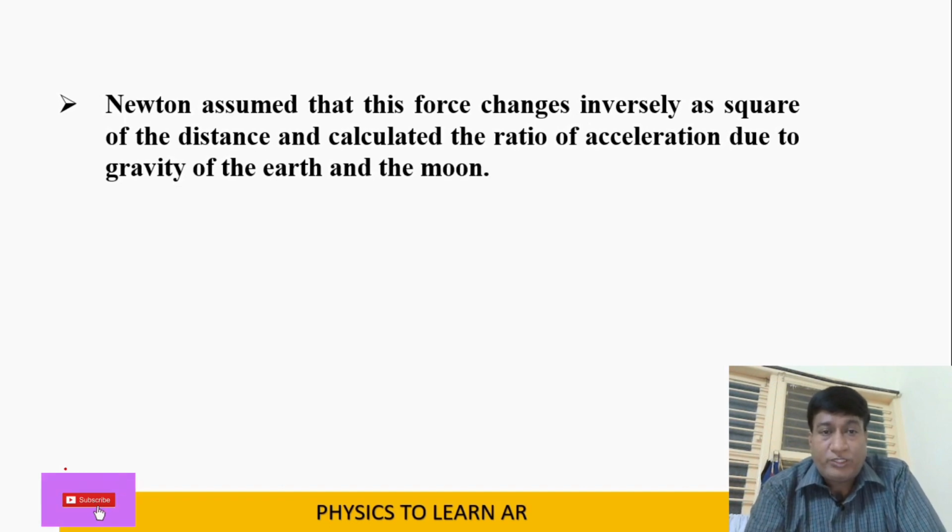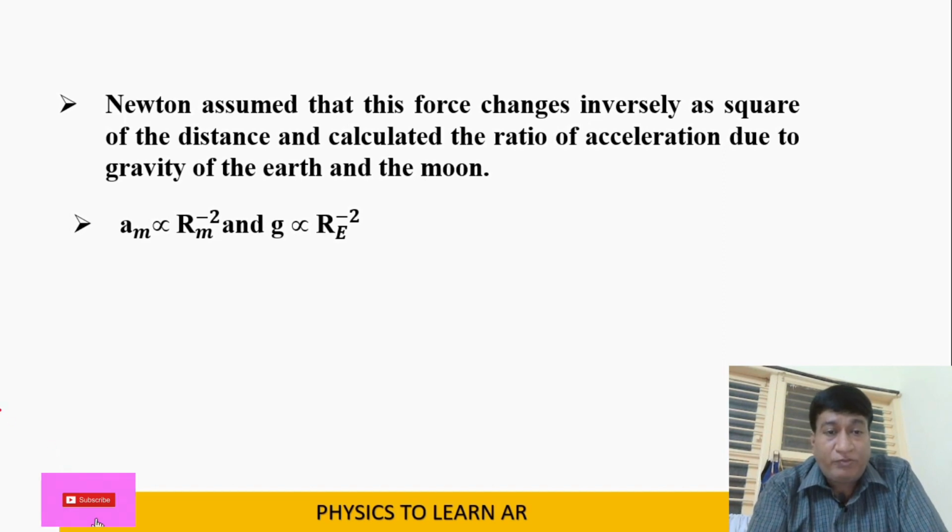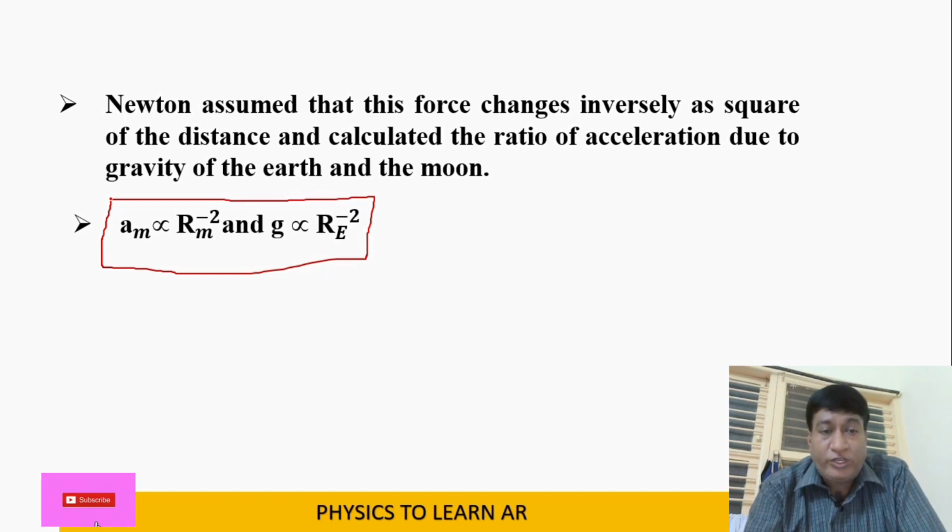So Newton assumed that this force changes inversely as the square of the distance and calculated the ratio of the acceleration due to gravity of the earth and the moon. With the help of this, we can prove it, as here acceleration is inversely proportional to the square of the radius. Here the radius is nothing but the distance between the two bodies. Here a_m is the acceleration of the moon, r_m its radius, g the acceleration due to gravity of the earth, and r_e represents the radius of the earth.